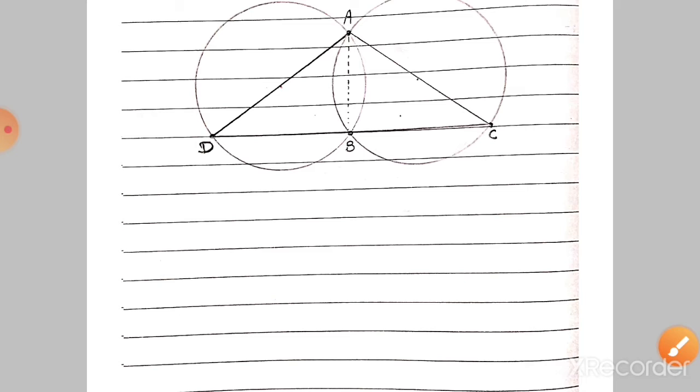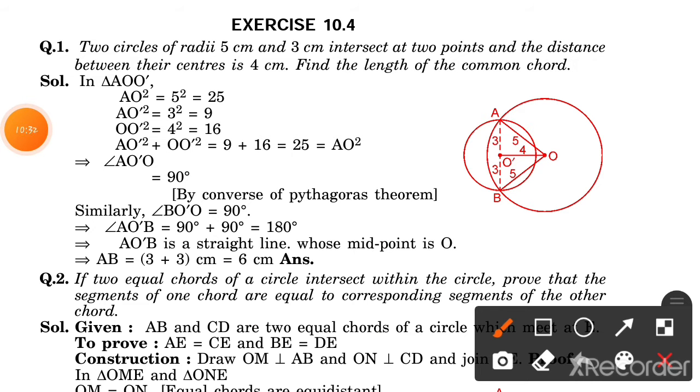There are only 3 sums in exercise number 10.4, and in exercise number 10.5 there are only 3 sums. So let's start with exercise 10.4, question number 1. Now students, read the question. Question number 1. Two circles of radius 5 and 3 intersect at 2 points and the distance between the centers is 4 centimeter. Find the length of the common chord.